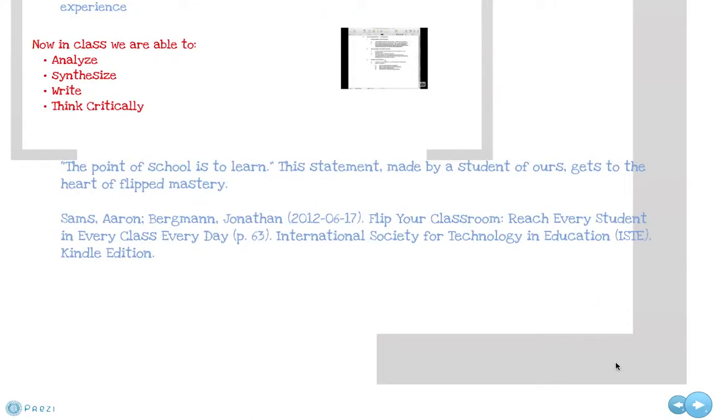I got this from the book. It's called The Flipped Classroom, and I thought this was fantastic. I wanted to share this with you guys. The point of school is to learn. This statement made by a student of ours gets to the heart of a flipped mastery, and I firmly believe that. For everything I just said, the point and the purpose of school is to learn.